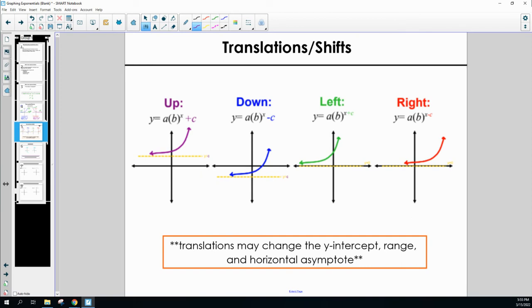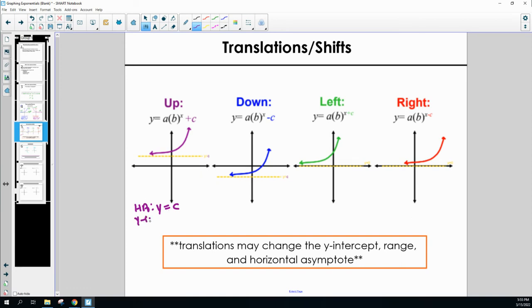Similar to what we've done with up translations in other functions, if there's something added outside of the function, so there's a plus c outside of this function, that means it's going to move up that amount. Now, normally the horizontal asymptote is at 0. That's where it's always starting. And then we're taking the entire function and we're moving it up c. So when we shift our function up c, the horizontal asymptote is also shifting up that amount. So our horizontal asymptote in this case is y equals c.